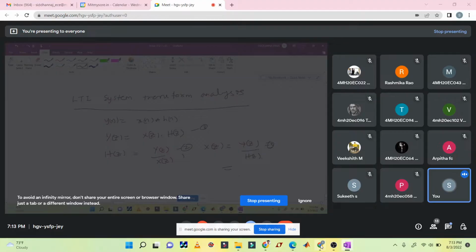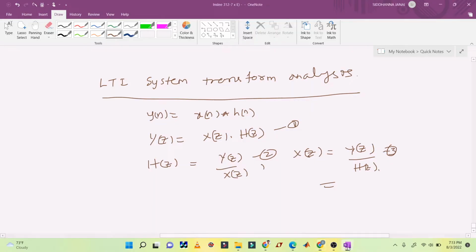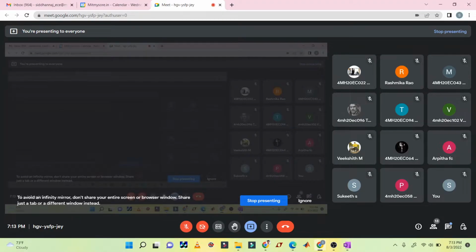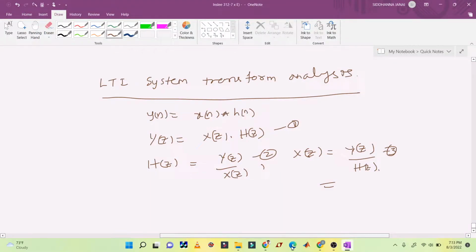Give me a second. So these are the equations we are going to use.